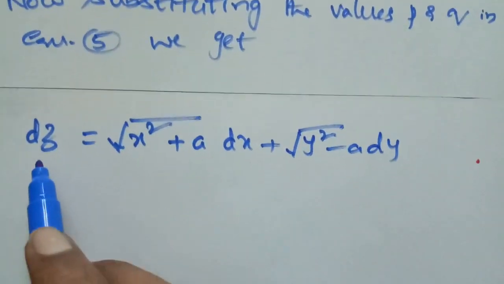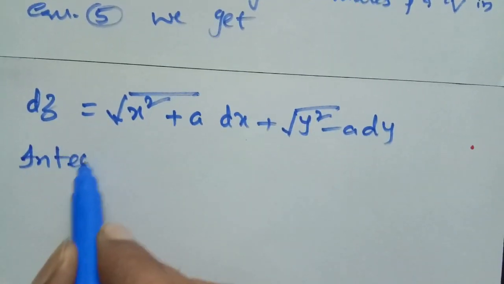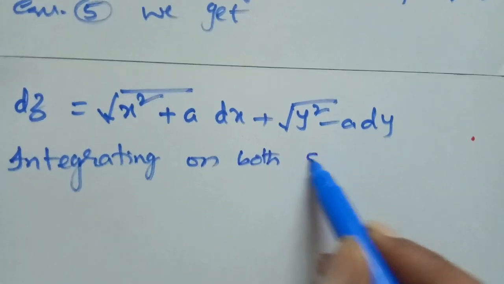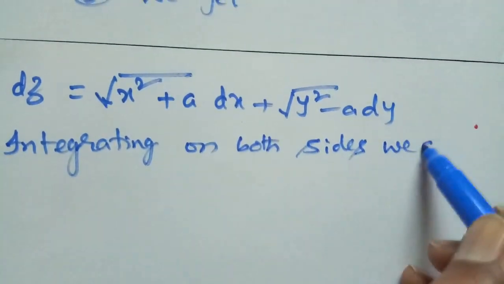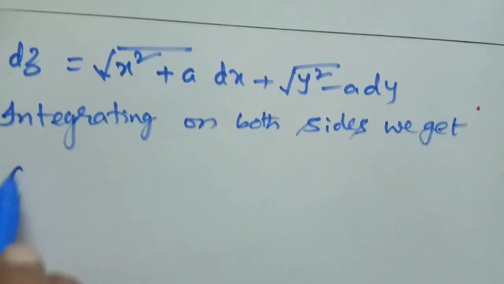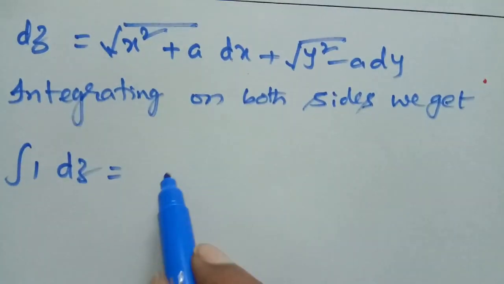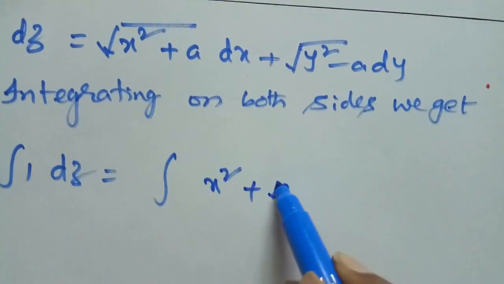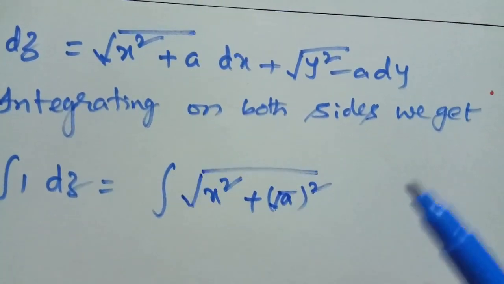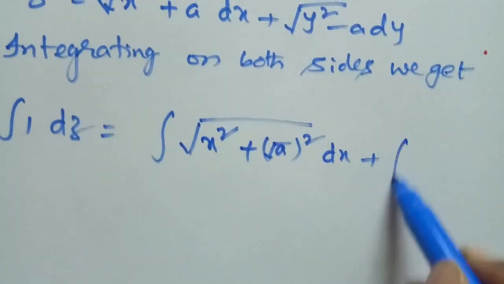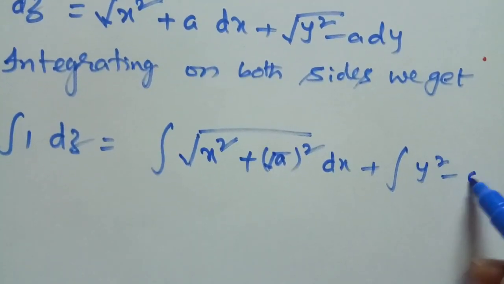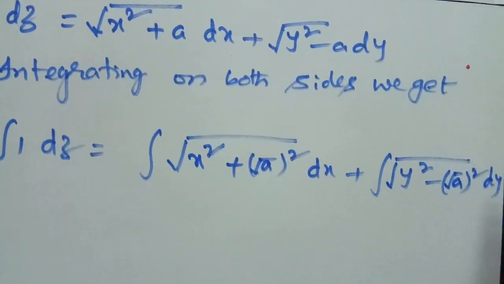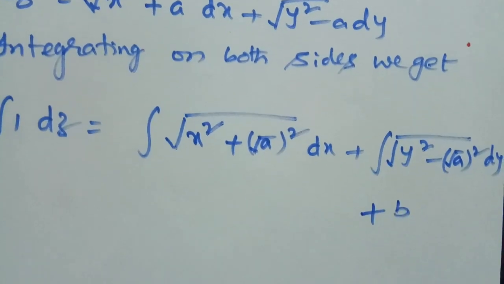Now integrating on both sides, we get integration of 1 dz on the left hand side. Integration of this can be written as integration of square root of x square plus square root of a whole square into dx plus integration of square root of y square minus square root of a whole square into dy plus constant of integration.